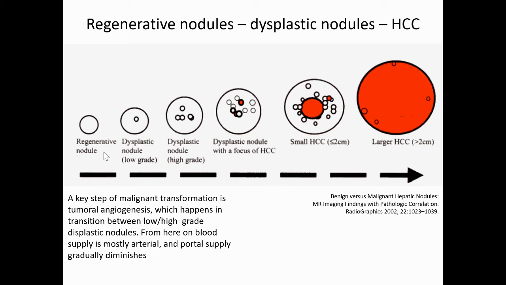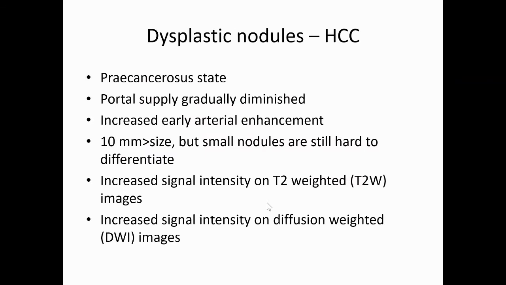So these nodules will eventually become dysplastic and go from low grade to a high grade dysplastic nodule, and then become small or larger HCCs. And at the same time, their blood supply changes because they will gradually take in more blood from the arterial system, and their portal supply will gradually diminish, and this will be reflected by the CT appearance.